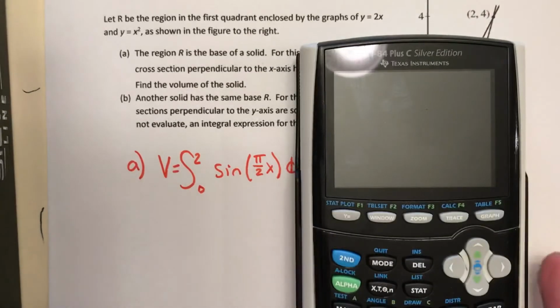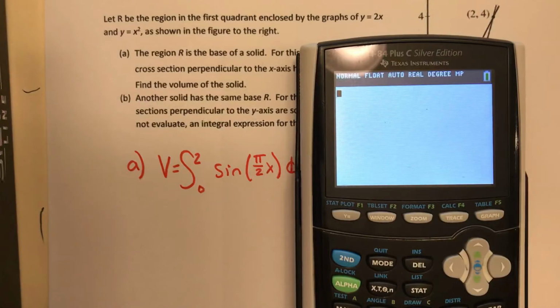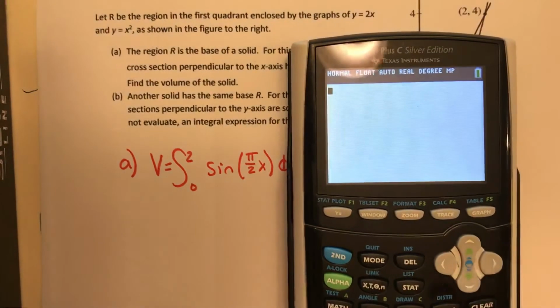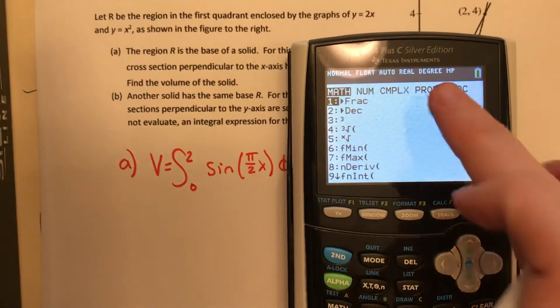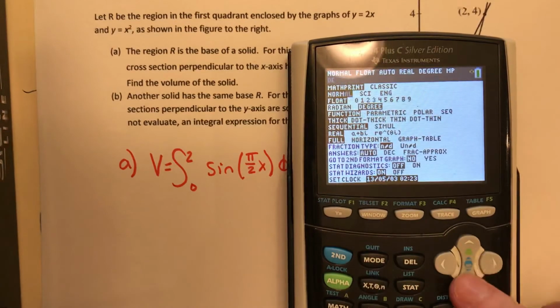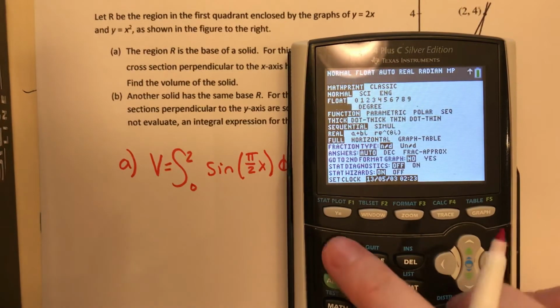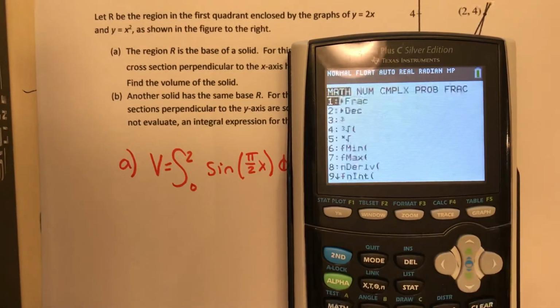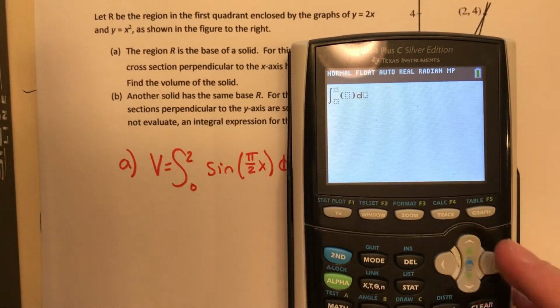So I'm going to go to Math 9. Now remember, if you're on the Inspire, you're going to go to Menu, Calculus, and then Integral. Make sure you are in radians. I'm in degrees, so I'm going to switch that over. So back to Math 9. I'm going to type it in exactly how I see it.